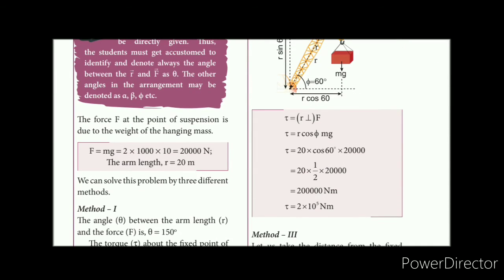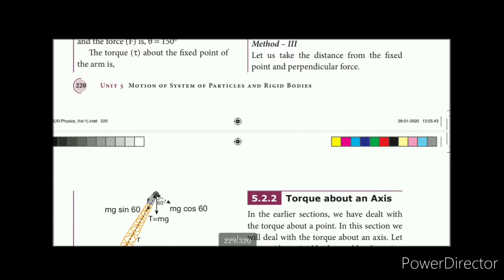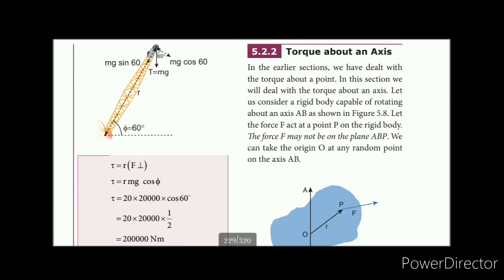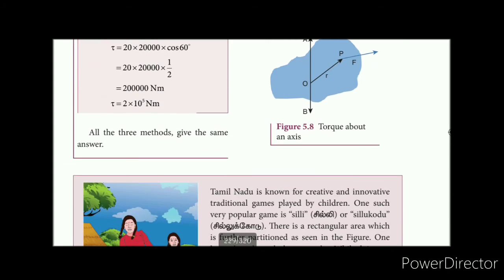And also this is one of the important sums, the crane sum. It is called the crane sum. Torque about an axis. What happens to the torque if the axis of rotation changes?